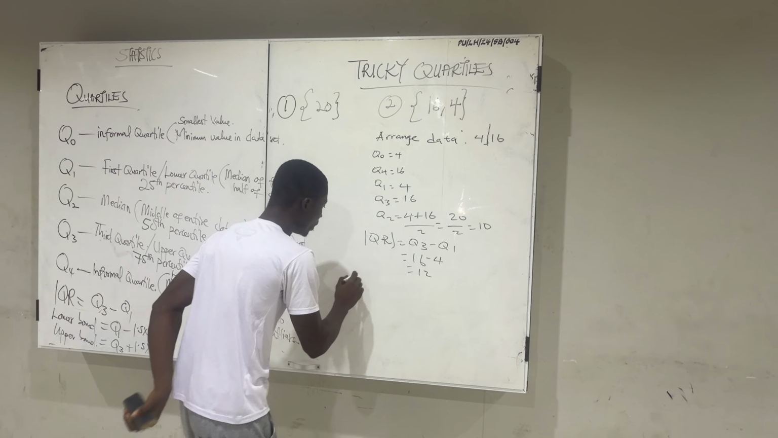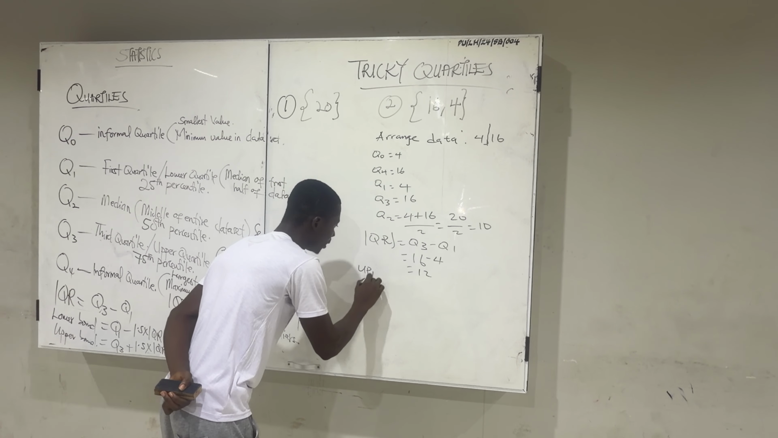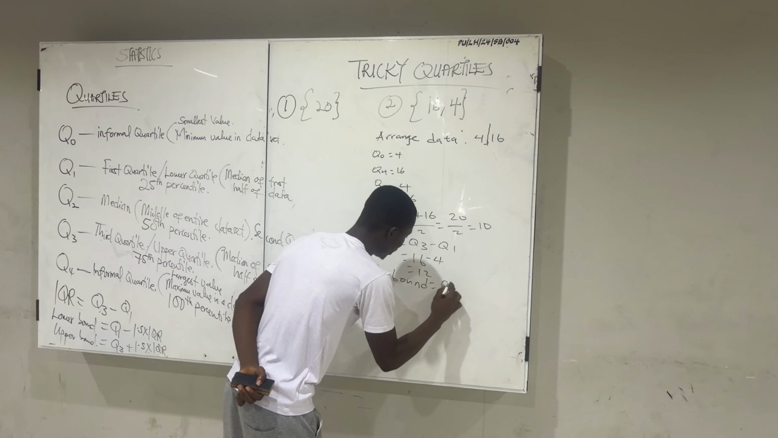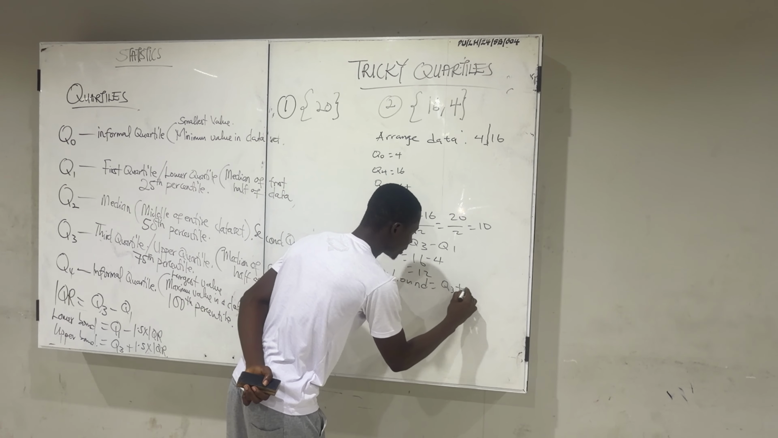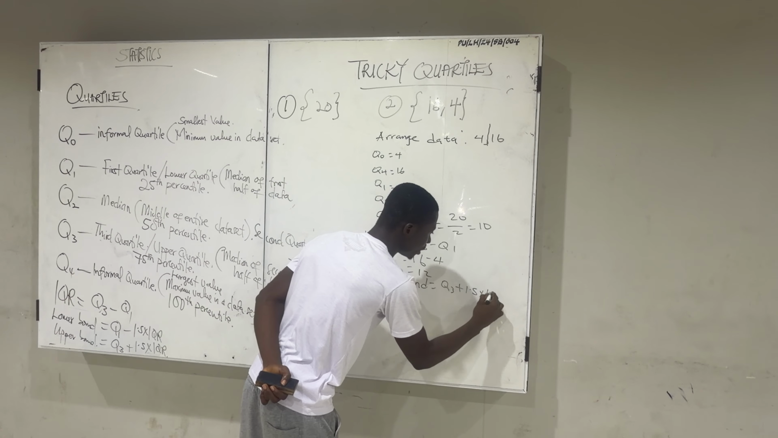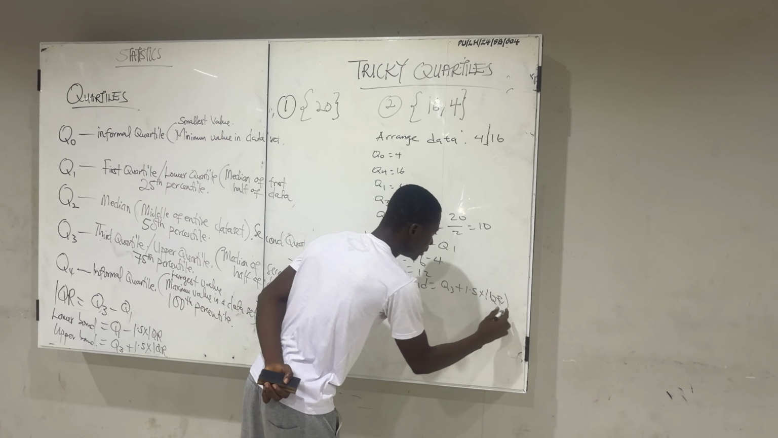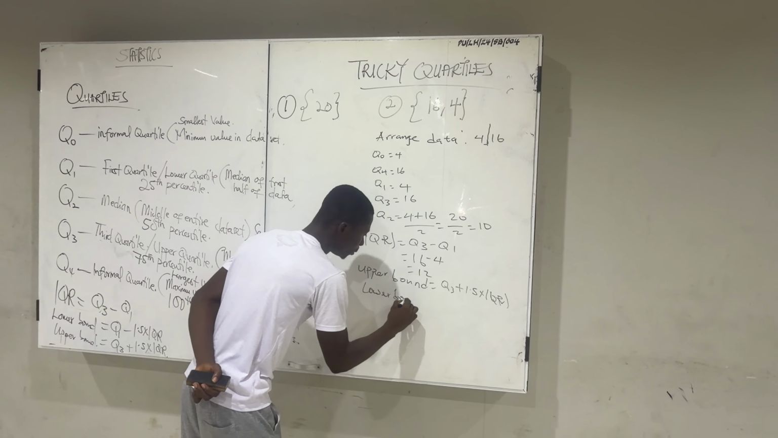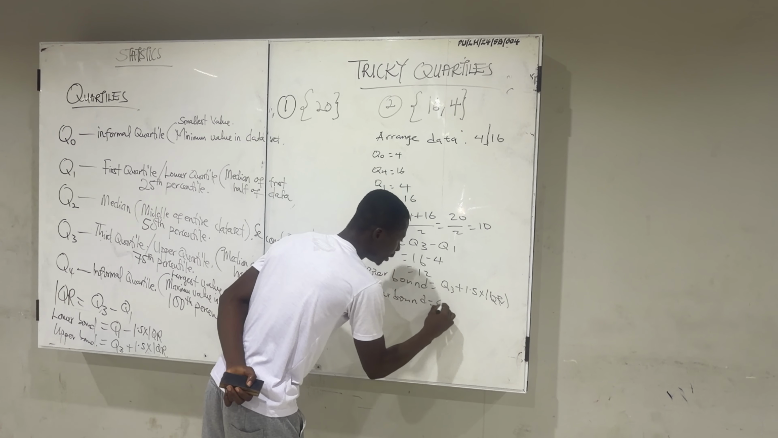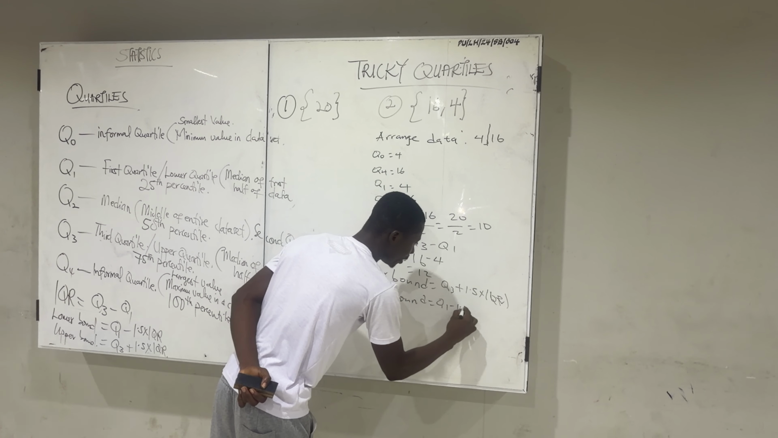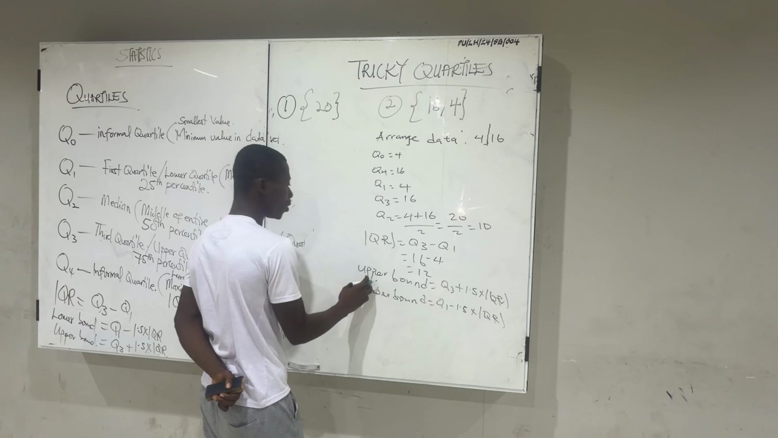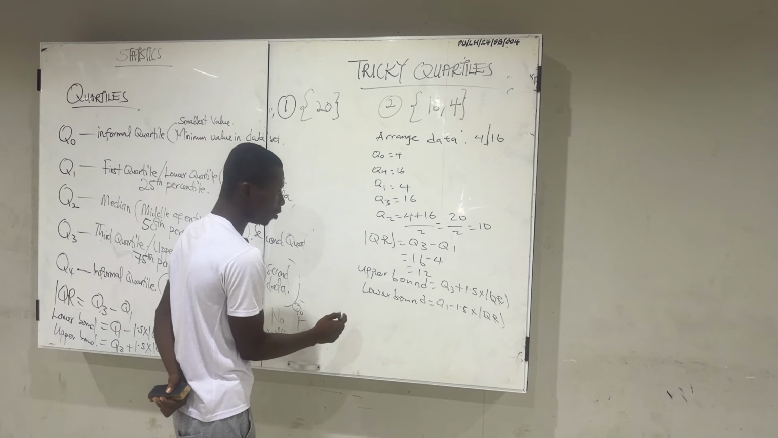And in calculating for the upper bound, we know the formula to be Q3 plus 1.5 times the interquartile range. And in calculating for our lower bound, we know the formula to be Q1 minus 1.5 times the interquartile range. Let's solve for our upper bound, then we also solve for our lower bound.